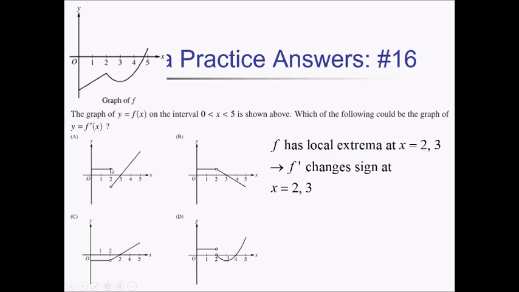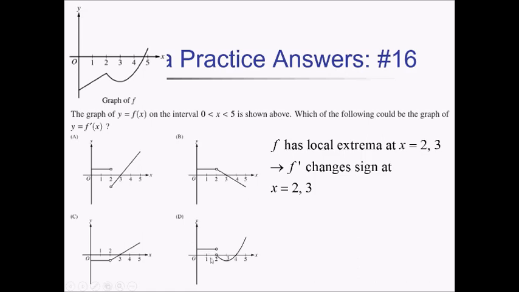Graph A, we're changing from positive to negative at 2 and from negative to positive at 3. So far, choice A is looking good. Choice B, we change sign at 3 but not at 2. So we can eliminate B because it doesn't have that sign change that we need at x equals 2. Down here, choice C changes sign at 3, but again, not at 2, so C is gone.